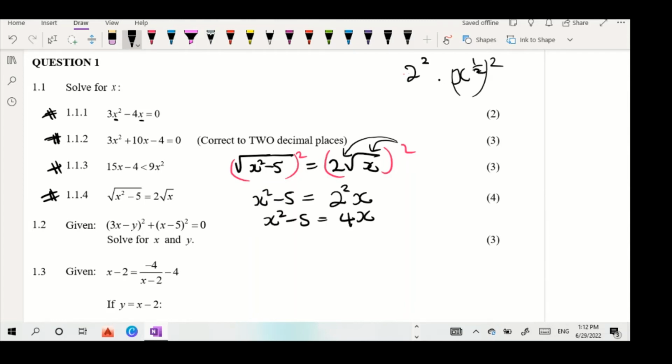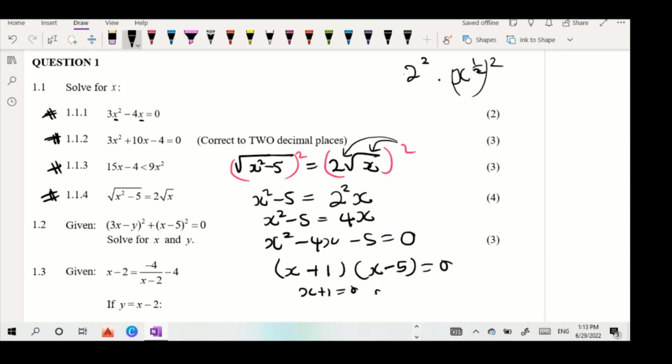Then you're going to write your problem in standard form. So it's x squared minus 4x, you transpose the 4x to the other side, minus 5 is equal to 0. Then you have your standard form. Now you need to solve for x. So it's now simple. You find the factors of x squared, which is x and x. Find the factors of 5 such that they give you the middle term. So it's 5 and 1, and the 5 must be negative and the 1 must be positive. Then you say x plus 1 is equal to 0, or x minus 5 is equal to 0. Then x is equal to minus 1, or x is equal to 5.